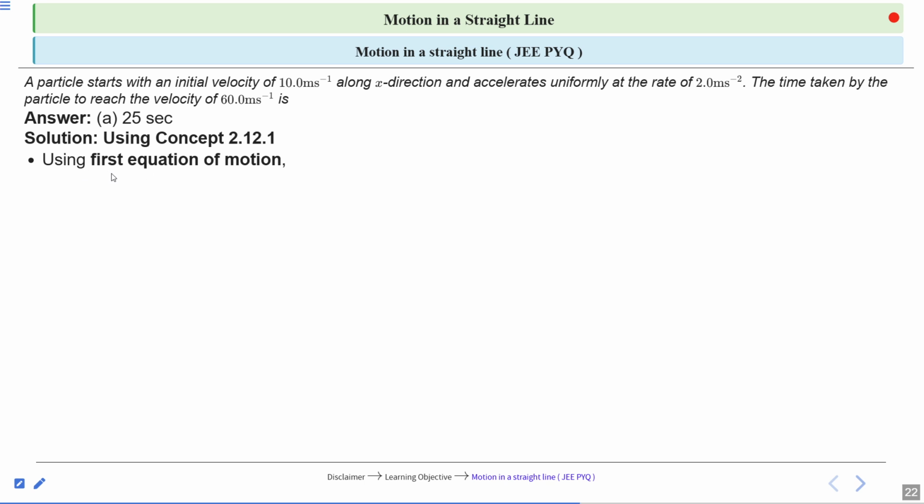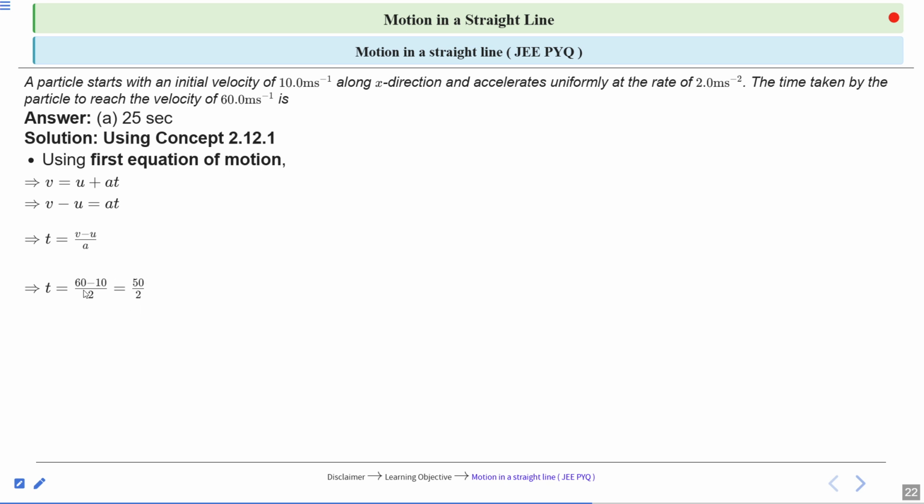So using the first equation of motion, v is equal to u plus at. This is the first equation of motion, and solving this, it comes v minus u is equal to at. So t becomes v minus u divided by a. So t equals 60 minus 10 divided by 2, equal to 50 divided by 2.